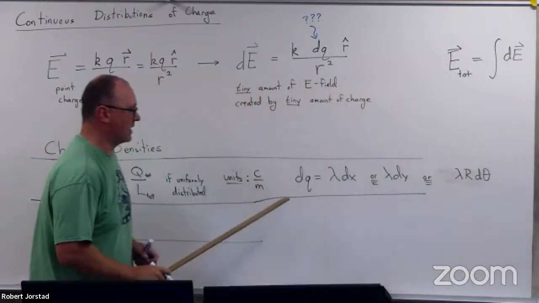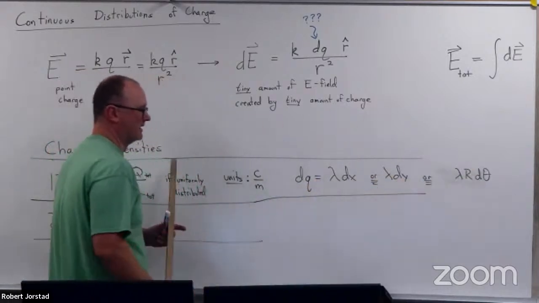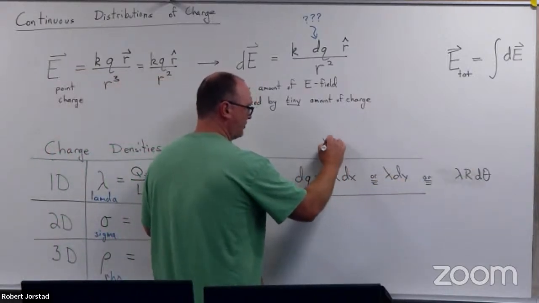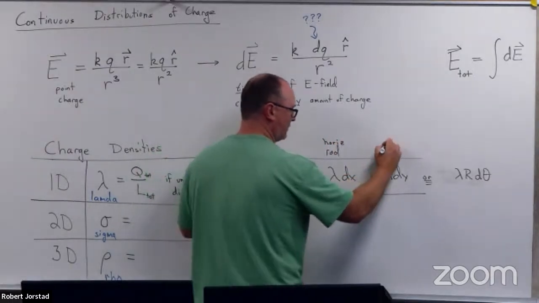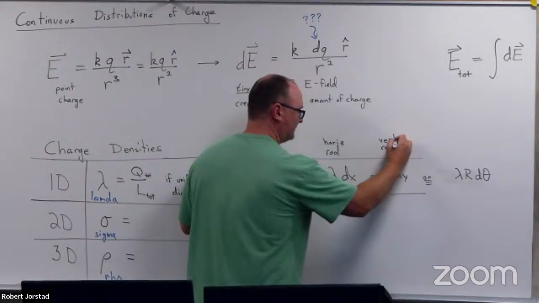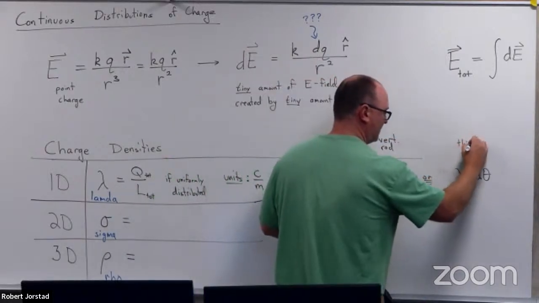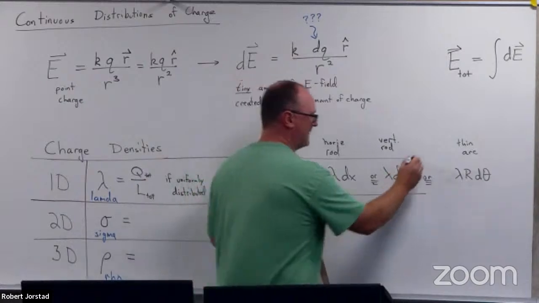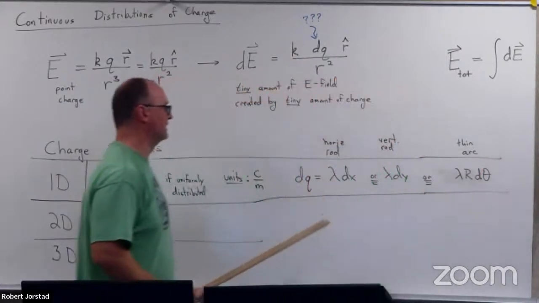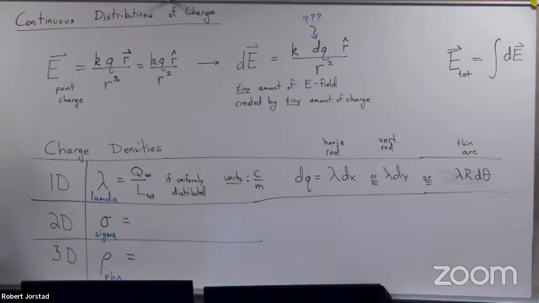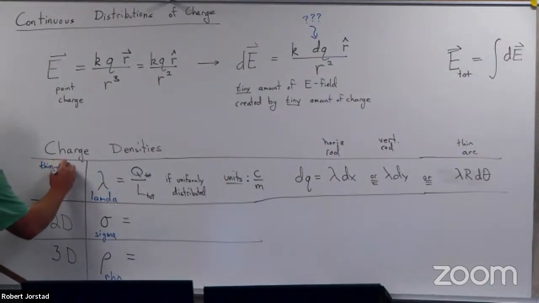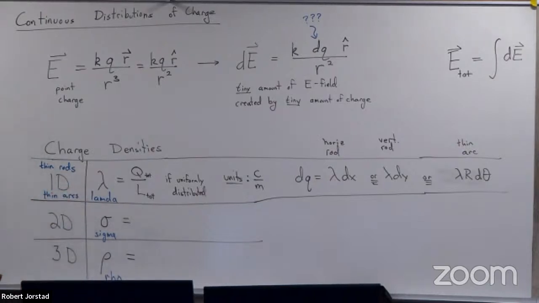So these are the various ways we might write dq. This is for a rod that's horizontal. This is for a rod that's vertical. And this is for a thin arc. Those are the different ways we might write dq in terms of a 1D object. So notice 1D objects, we're talking about basically thin rods or thin arcs. Those are the different types of 1D objects we're going to discuss in this class.